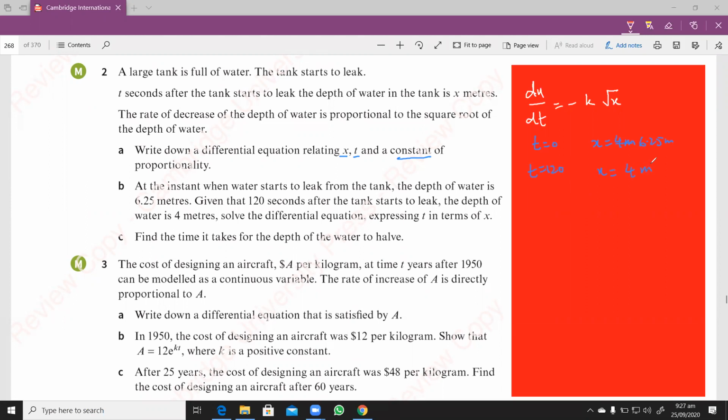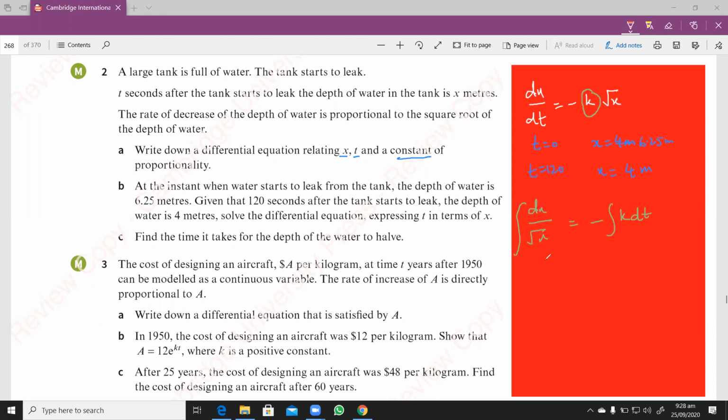Now, can anyone tell me why do we have two pairs of information here? Because when you solve this, there are simultaneous equations, and you will have that plus c as well. Okay, so this is going to be dx over under root x equal to minus k dt. So we integrate both of them.